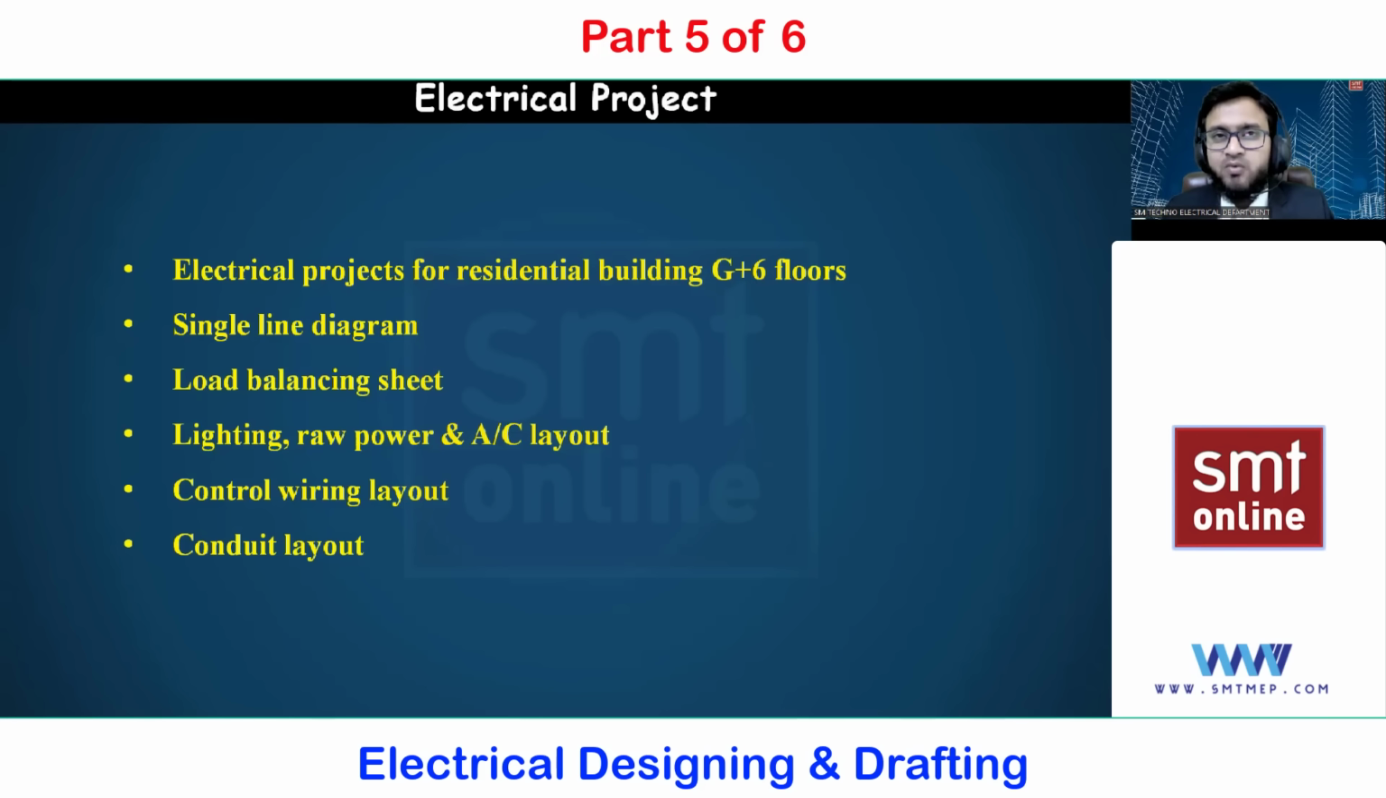Why the control wiring and circuit wiring? We are able to execute the same concepts at site. Again, we have the conduit layout also. As you can see, as per the international standards, we have to go with different conduits for different areas. For the lighting, the color is different, the size is different. For the raw power, the color is different, the size is different. Same thing for the security, for the firefighting, and for the air conditioning system. So all these concepts are briefly discussed in this residential building for G+6 floors.